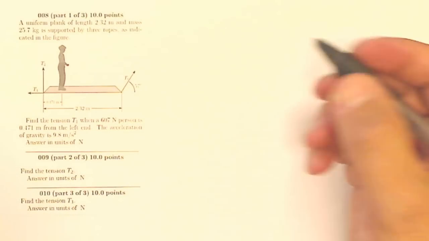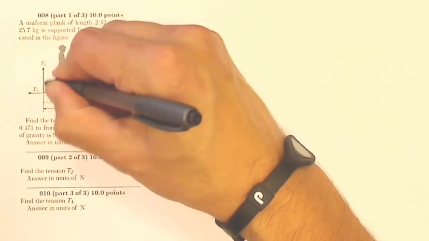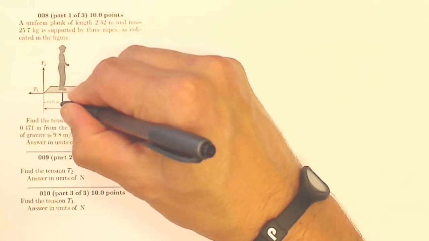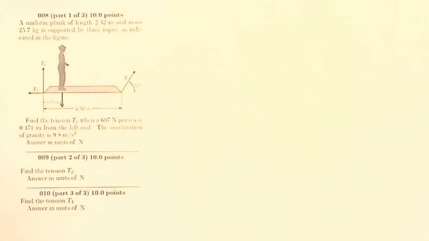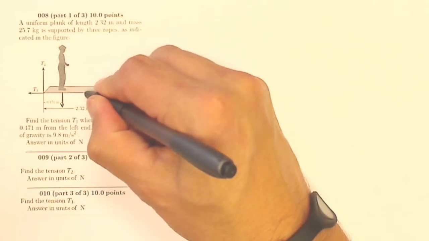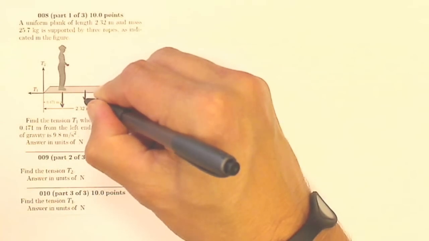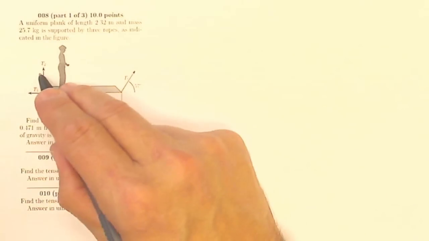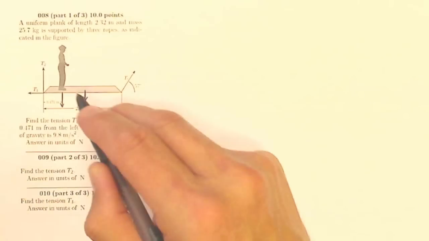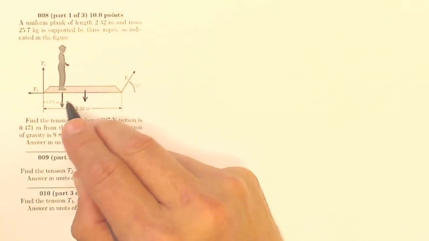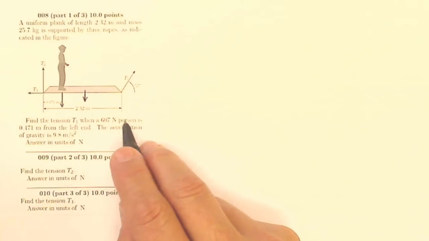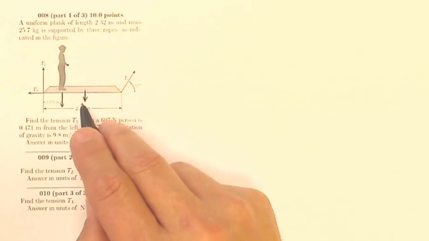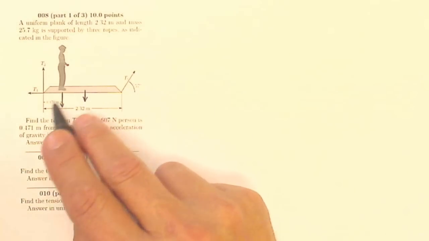Well, the forces on this are this tension, this tension, this tension, but I also have the force of gravity due to this person standing there, and I also have the force of gravity from the board pointing straight down. Now, I have three unknowns, and these two I do know, so these are easy because I've got the newtons of the person, and I've got the mass of the plank, 25.7 kilograms, so I can easily get these two forces of gravity.